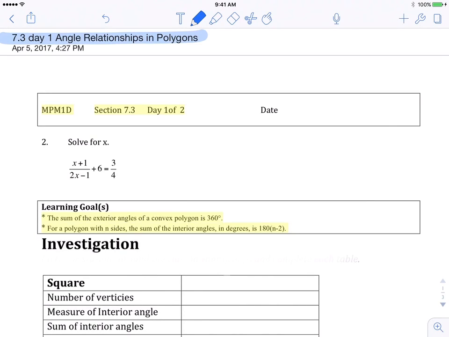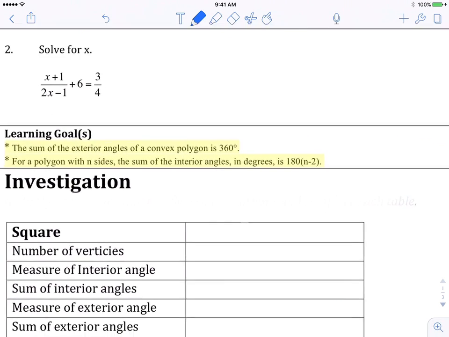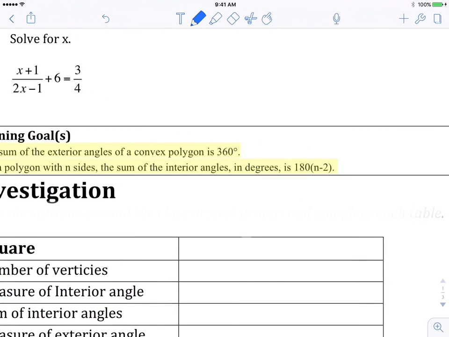Okay, today we're working on angle relationships in polygons. This lesson's going to go somewhat quick, so please pay attention. I want to help you with the exam, so this first question is actually helping you put some of the information we learned earlier in the year into your long-term memory and prepare you.